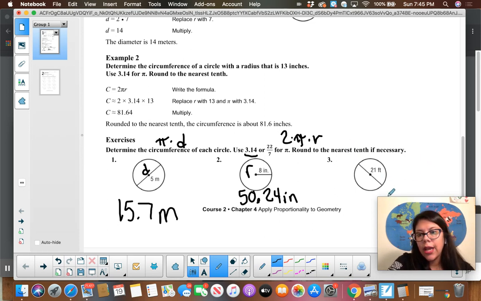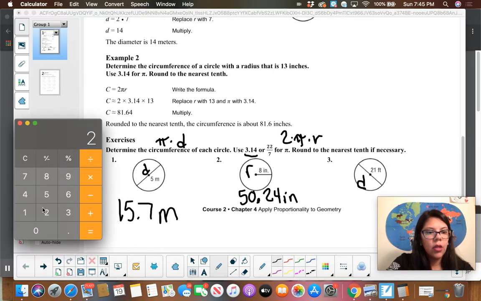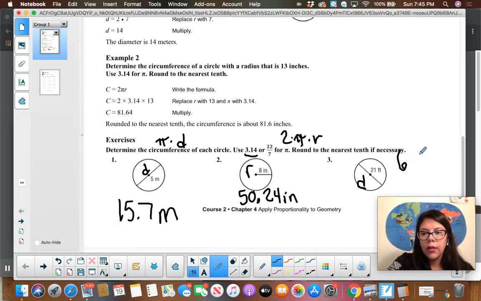All right, let's get started with number 3. In this case, we have the diameter. So no extra multiplication, it's just pi times diameter. So 21 times 3.14, and that's 65.94 feet.